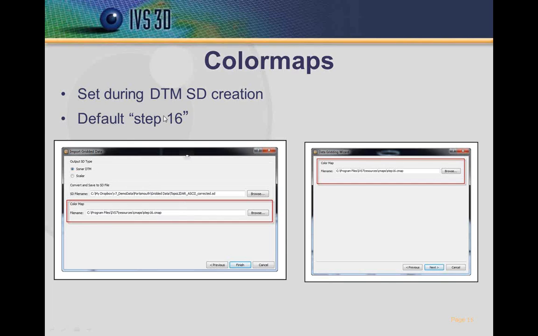By default, the color map used by Fledermaus is called Step 16. It's a stepped color map, meaning there's discrete breaks between each color, and there's 16 segments in it. So that's where that name comes from.